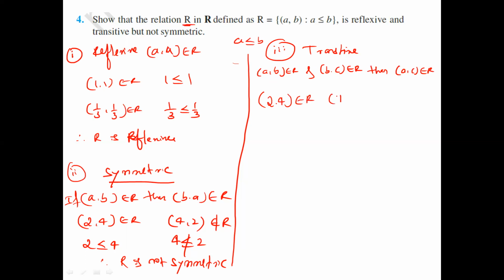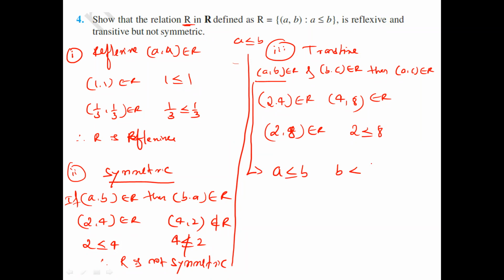And what about the next one? It will start from 4, so I will take 8 for example. Okay, this belongs to R. Now to check (2, 8): 2 is less than or equal to 8. Is it right? If you want to take it in general, you can take this condition: a is less than or equal to b, and b is less than or equal to c.